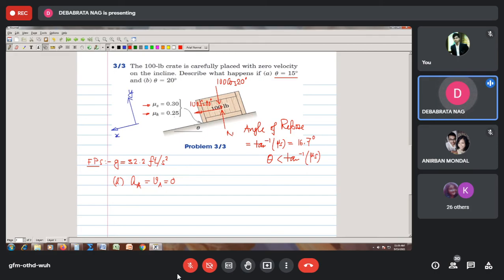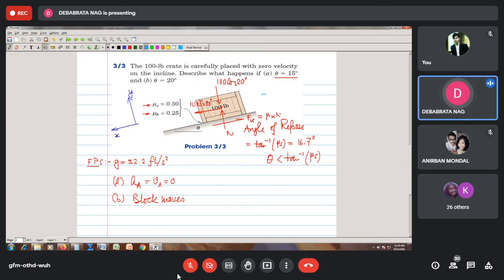Since it tries to fall, it moves down the plane, correct? So there will be a friction and the friction force will act in the upward direction. Since there is a motion, for block B, block moves, and in this case it will be your kinetic friction force. So we say this is Fk, and that is being given by mu k into N. Now this is the free body diagram, which I have shown.